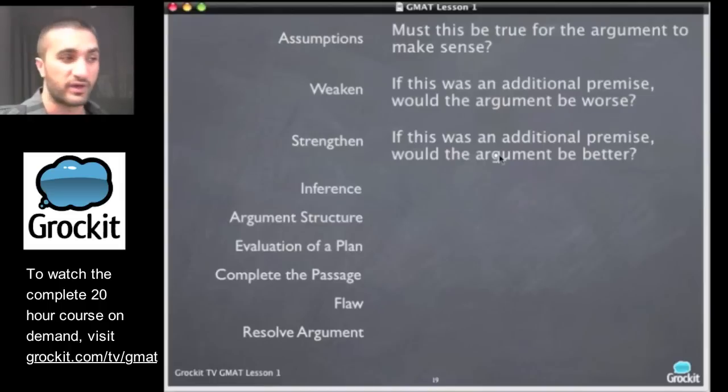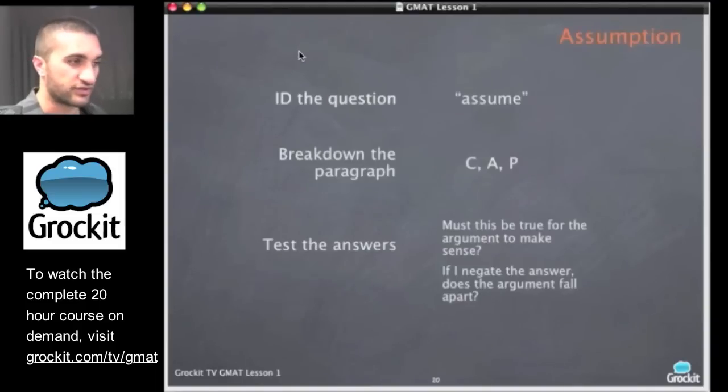And of course, strengthen questions are sort of the inverse of that. It's just, if this was an additional premise, would the argument be better? So these are the three test questions that we ask ourselves when we're evaluating answer choices, and we're going to use these same questions over and over.